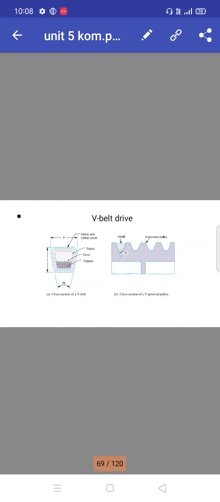This is a schematic diagram of a V-belt drive. The V-belt has layers of rubber, cord, and fabric, and over that, a fabric and rubber cover. The angle between the sides is 2 beta.